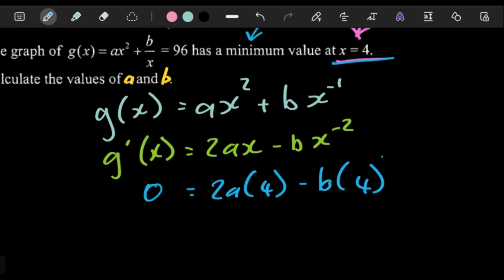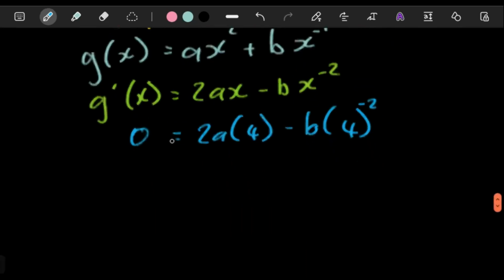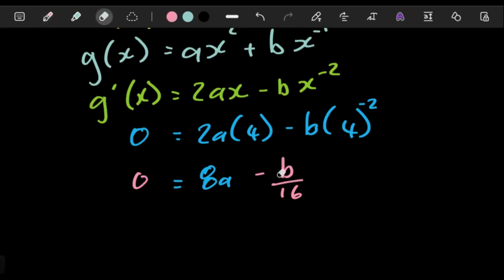So doing this, you have an equation that has a and b only. Having an equation that has a and b only is useful, because we have to be careful. Why am I putting a negative plus here? It's a negative. So this is going to be minus b, and this represents 1/16. This is a 0. This is one of our equations.